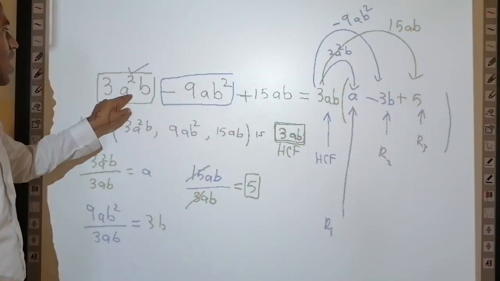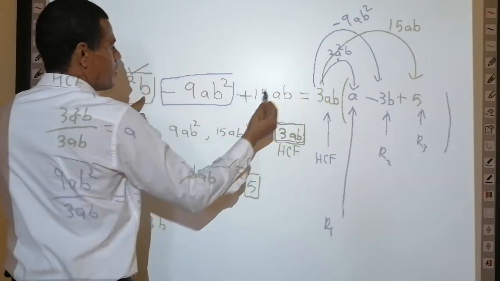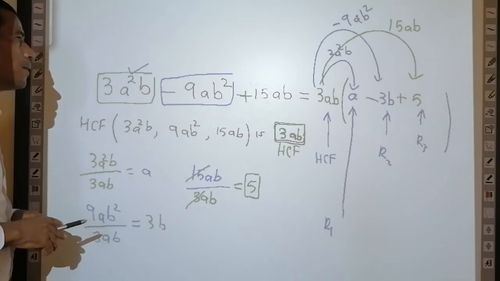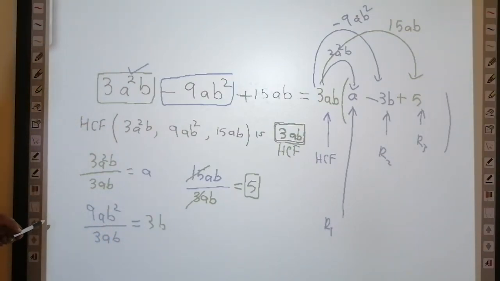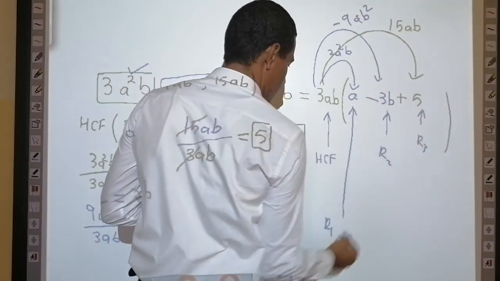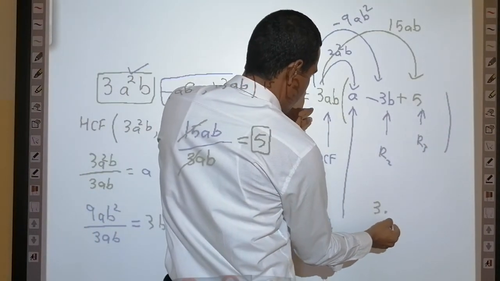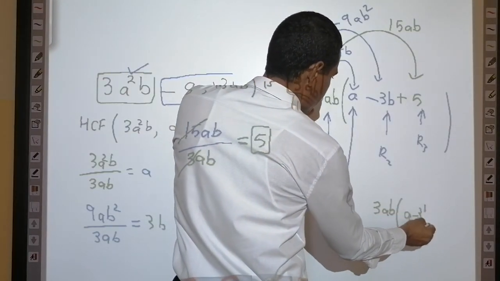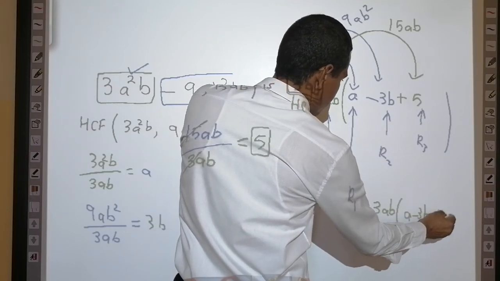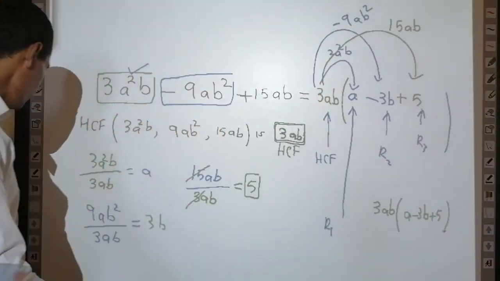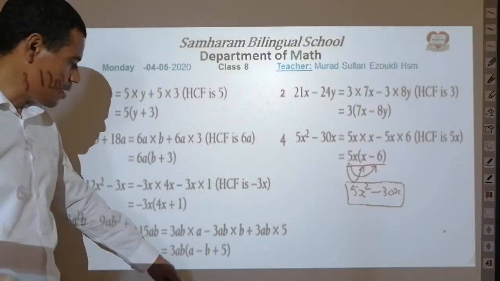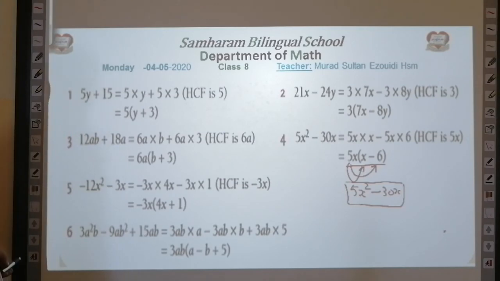So we have 3a squared b minus 9ab squared plus 15ab. So this one is the last answer, my learners. So the last answer is what? Is 3ab, a minus 3b plus 5. Okay? Okay, 3ab times a minus 3b plus 5. Okay. Thank you for listening.